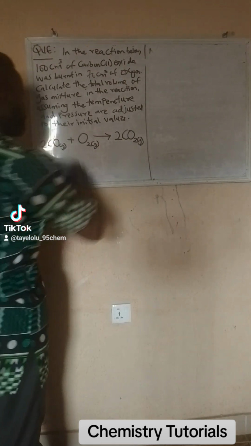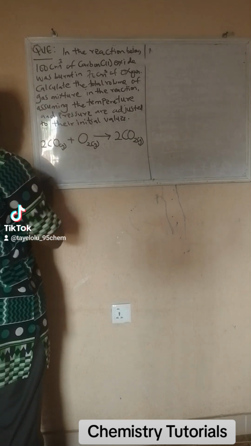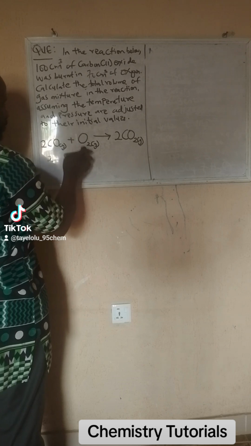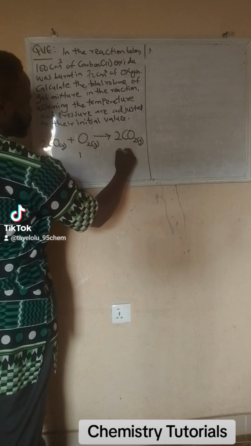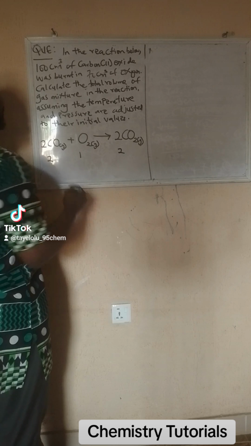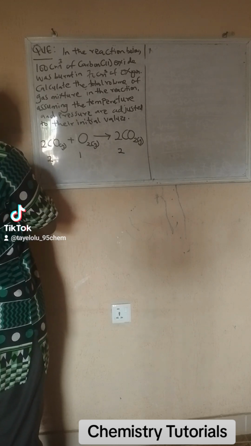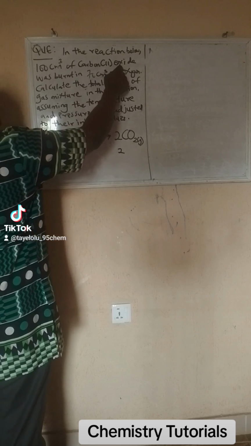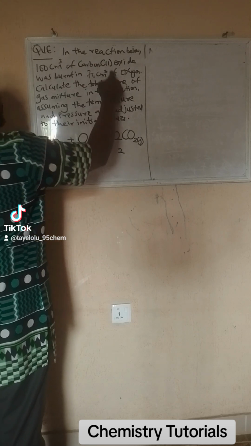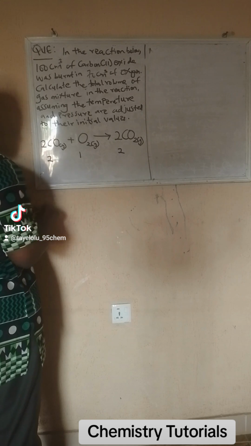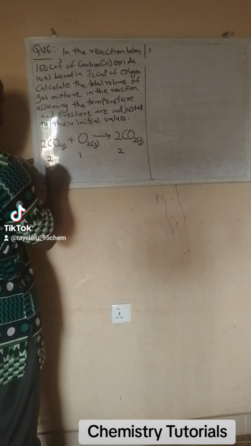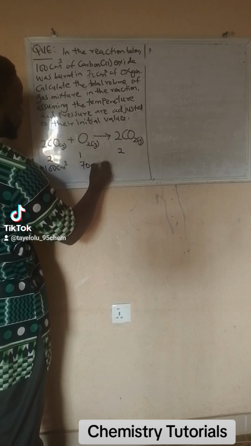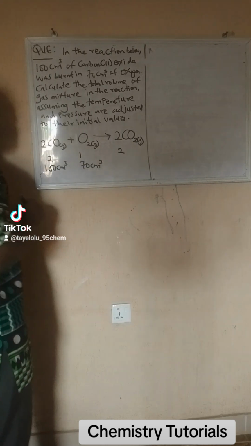So the first thing to do is to get the stoichiometry of the reaction involved here. So you have 2 moles of carbon(II) oxide reacting with 1 mole of oxygen gas to produce 2 moles of carbon(IV) oxide. Now let's go to the question again. It says in the reaction below, 100 cm³ of carbon(II) oxide was burnt in 70 cm³ of oxygen. It means before the reaction, carbon(II) oxide is 100 cm³, while oxygen gas is 70 cm³.